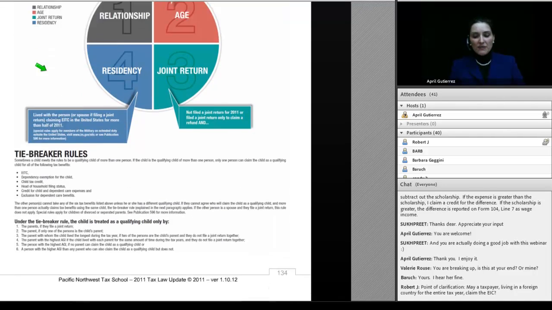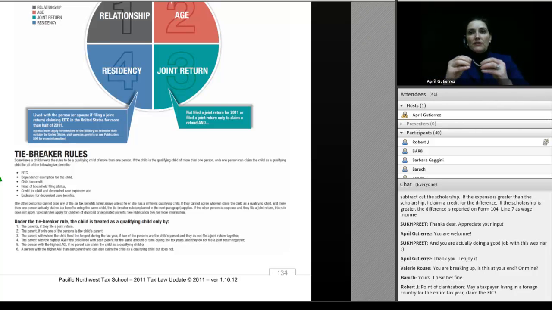Okay, so qualifying tests for EIC, I've already gone through these with you, but this is just one more chart. Again, something you can put on your desk. And it's got the tiebreaker rules down at the bottom. And of course, the tiebreaker rules are all about what to do when two people qualify to claim the same child. And the IRS looks very carefully at tiebreaker rules because under the tiebreaker rules, you can have two people that are entitled to the child.